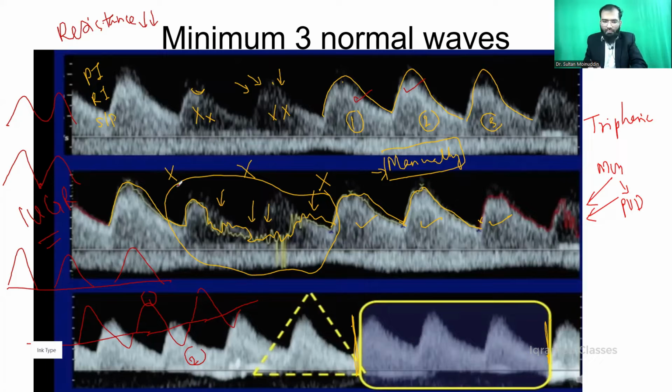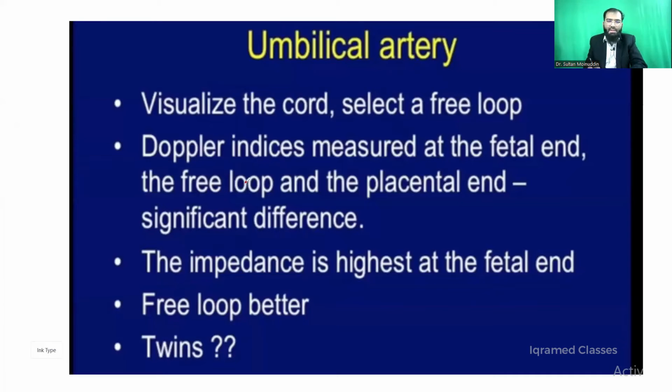Okay. Let's move ahead with this. So umbilical artery, we have seen that. Visualize the cord, select a free loop of cord, which is very important. Now we'll also see the Doppler indices. Few of you were asking me beautiful questions, what PI is, what RI is. So we'll also see that the impedance is higher at the fetal end and a free loop is always better.